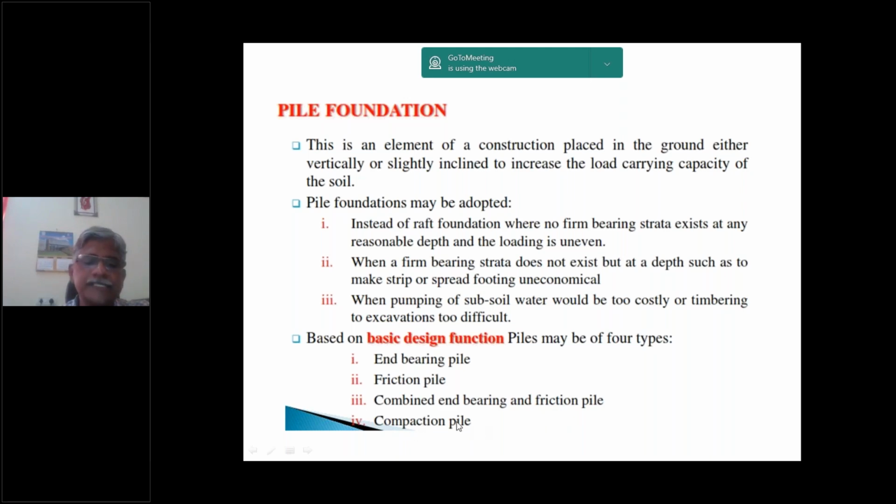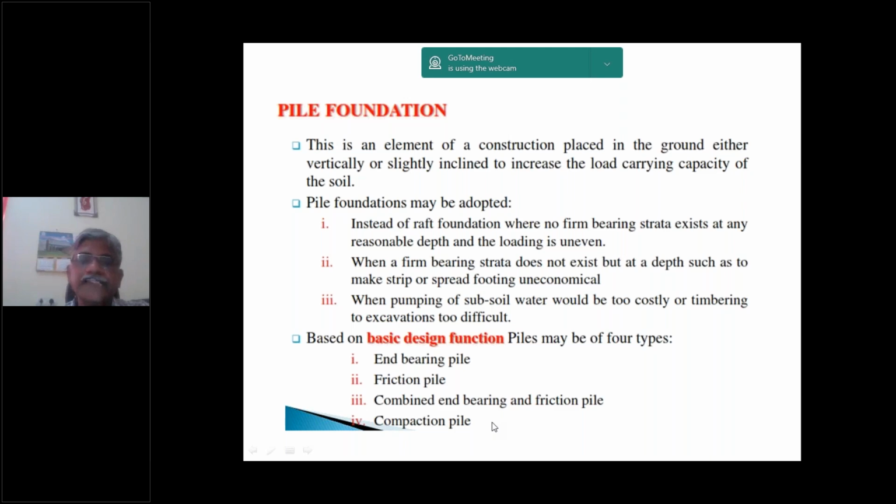The last one is the compaction pile. These are piles generally installed in loose granular material, so that once you drive the pile into that loose granular material like sand, the soil gets compacted, and that is why it is called a compaction pile.